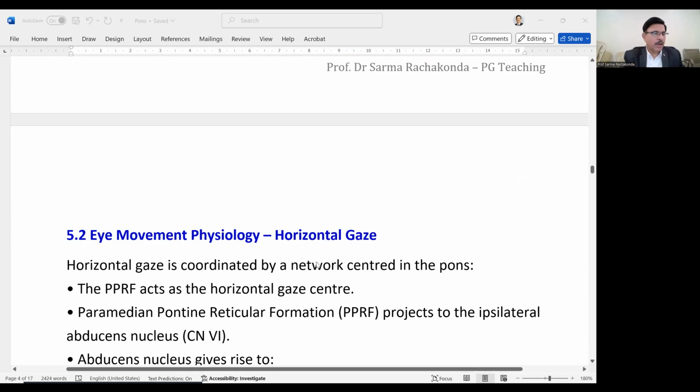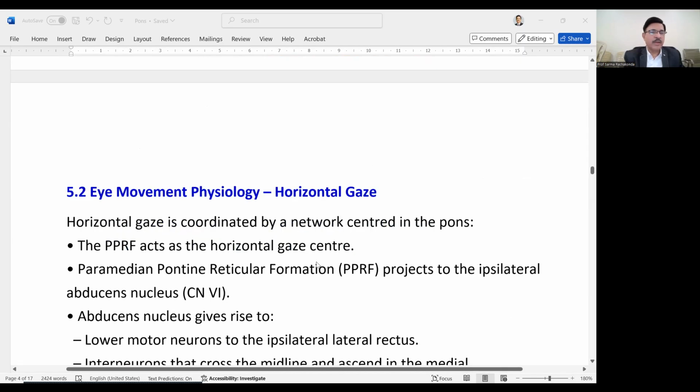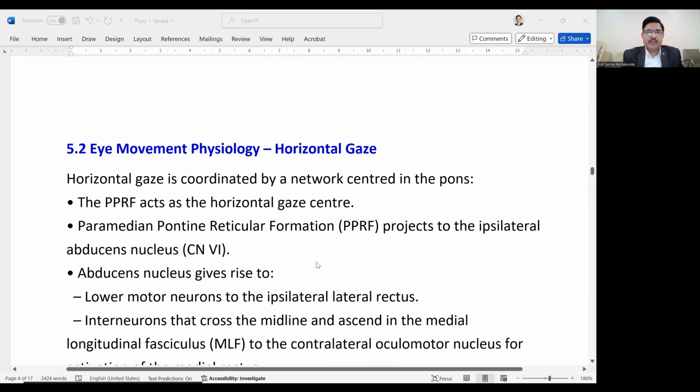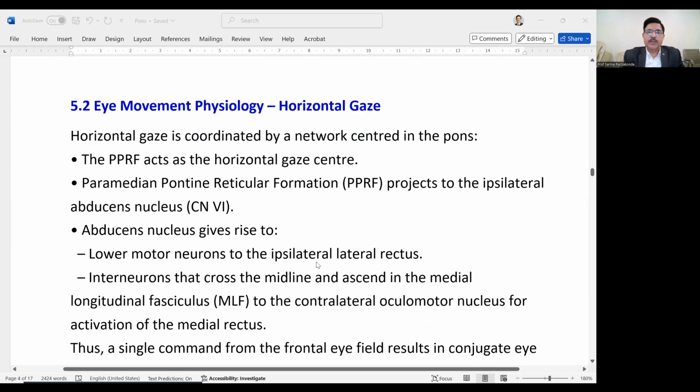Then come to the eye movement and physiology. So it's very important. Pons is the one, mainly it is controlling the horizontal gaze, and horizontal gaze is coordinated by a network of centers in the pons. One is the PPRF, which is the paramedian pontine reticular formation, acts on the horizontal gaze. Paramedian reticular formation projects to the ipsilateral abducens nucleus. Abducens nucleus gives rise to lower motor neurons to the ipsilateral lateral rectus.